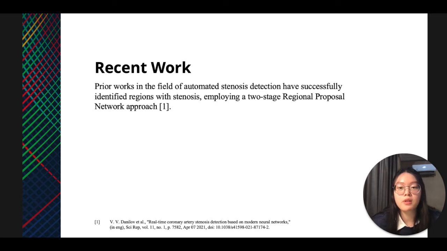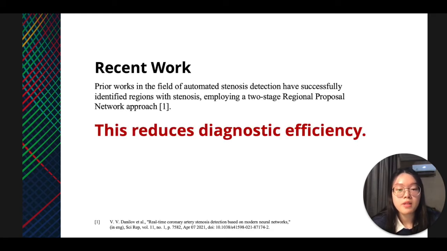Prior works in the field of automated stenosis detection have successfully identified regions with stenosis employing a two-stage detector approach. This approach raises concerns around diagnostic efficiency. The slow image processing speed of two-stage detectors might not be optimal for this specific application, as it involves radiologic exposure and obviating repeated contrast injections.